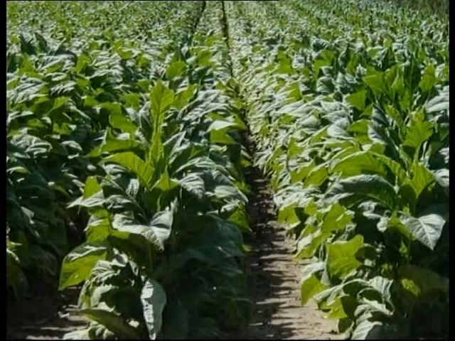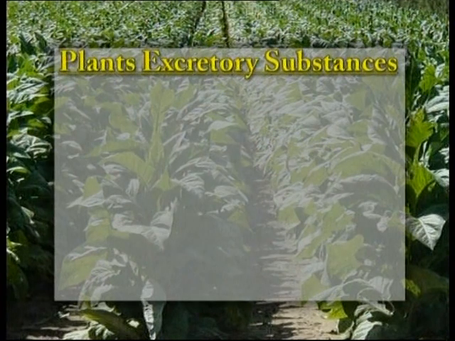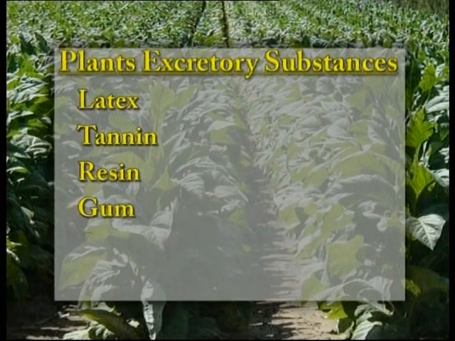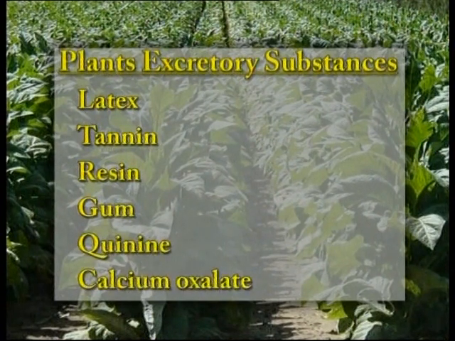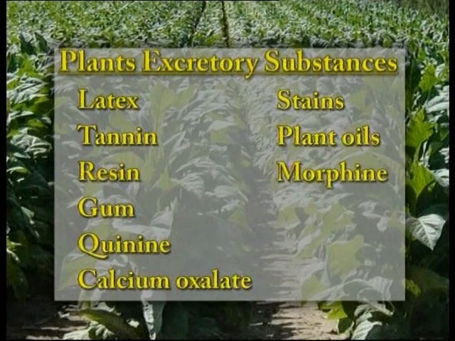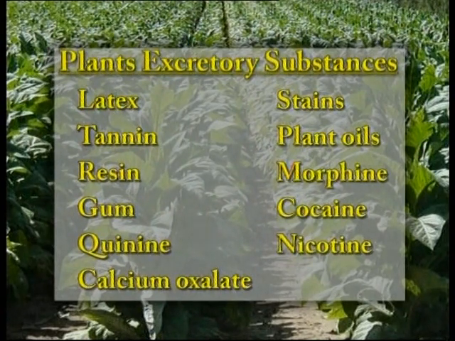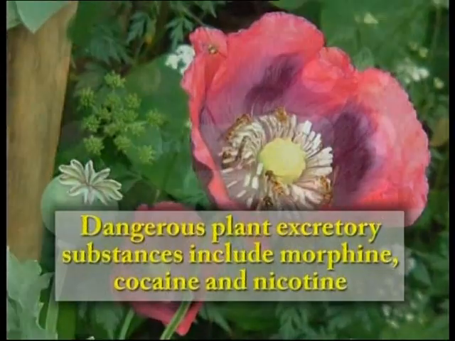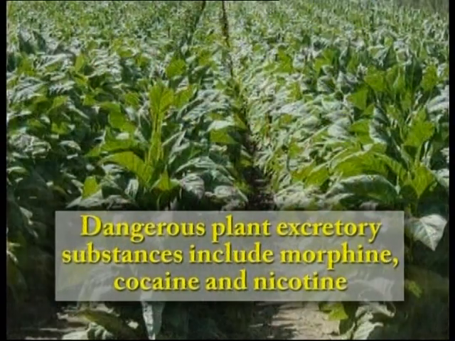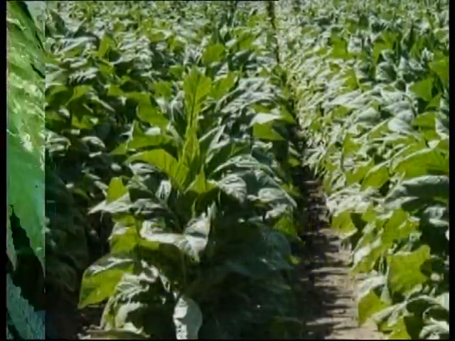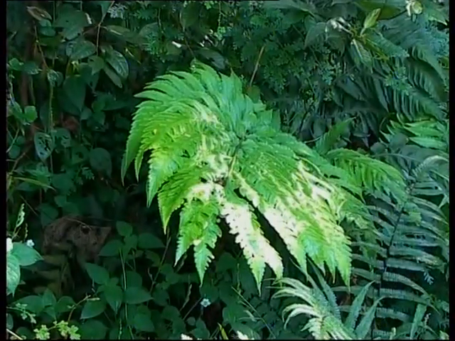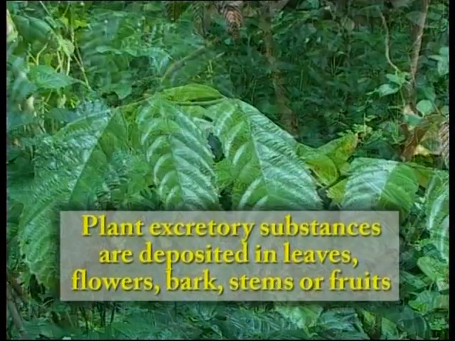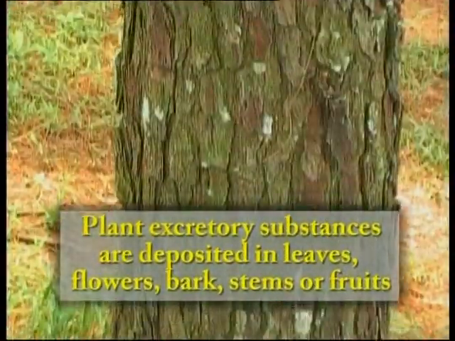Number 18. Excretory substances from plants, among others, include latex, tannin, resin, gum, quinine, calcium oxalate, stains, plant oils, morphine, cocaine, and nicotine. Number 19. Dangerous plant excretory substances include morphine, cocaine, and nicotine. Number 20. Plant excretory substances are deposited in different parts of the plants, such as in the leaves, flowers, bark, stems, or fruits.